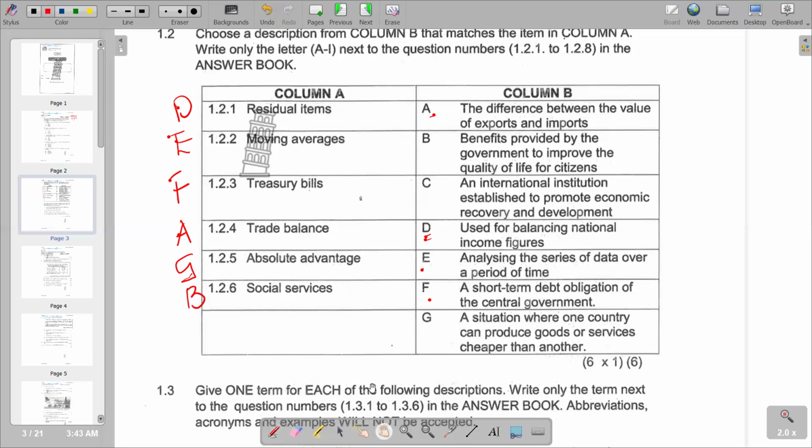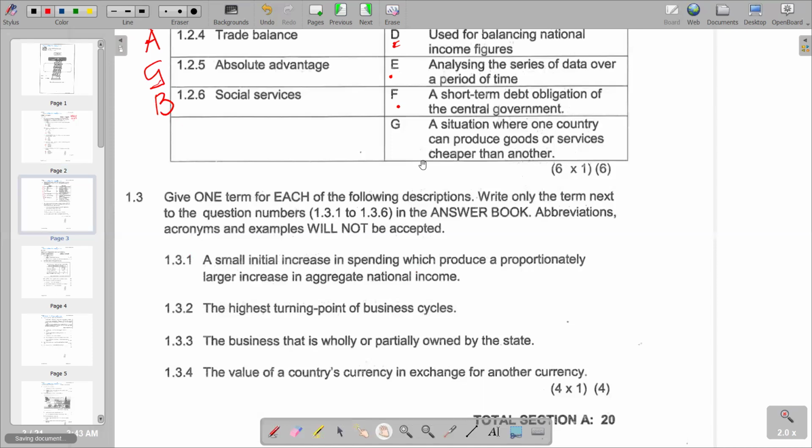Then beneath that, we are given the last part of our question, which is 1.3, and it reads: give one term for each of the following descriptions. Only the term next to the question number, that is 1.3.1 to 1.3.6 in your answer book. Abbreviations, acronyms, and examples will not be accepted. So it is very important for us to take note that 1.3.1 is a small initial increase in spending, which produces a proportionately larger increase in aggregate national income. So we know that that is a multiplier, the multiplier effect.